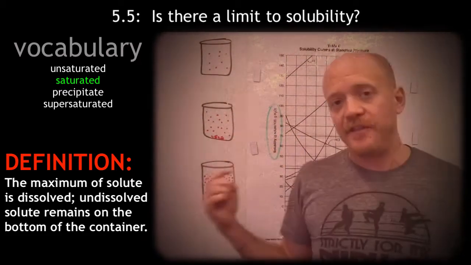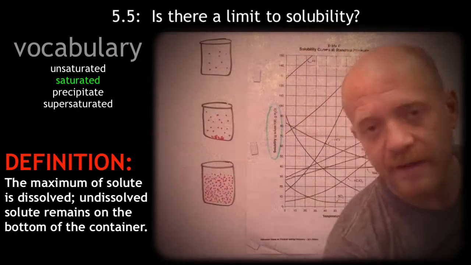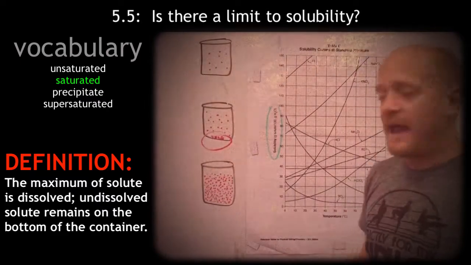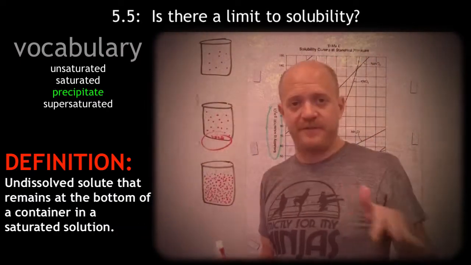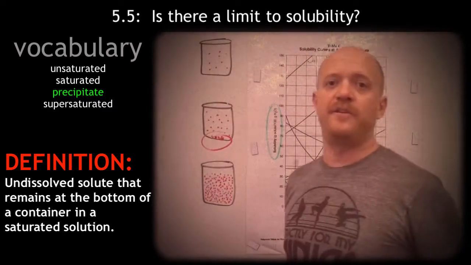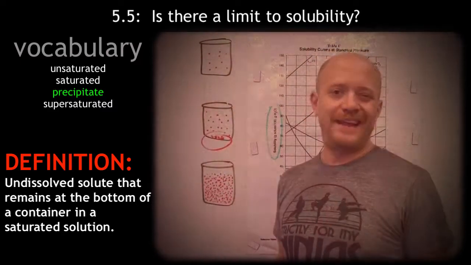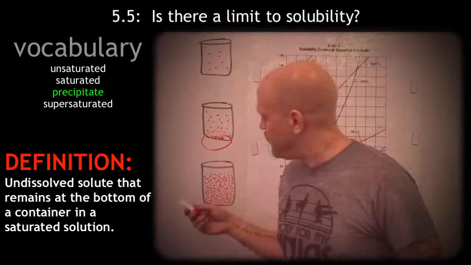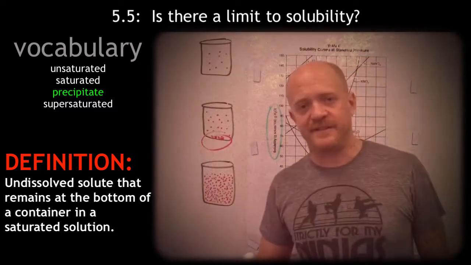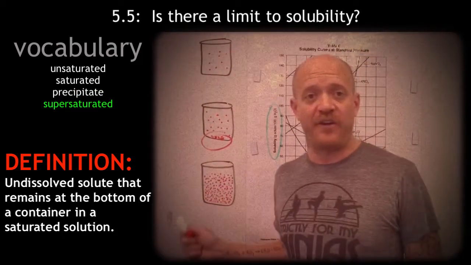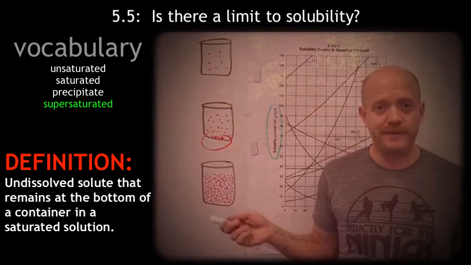In fact, you can tell that there's no more solute able to dissolve because you have a precipitate at the bottom. And a precipitate just means you have leftover solute at the bottom. You've seen this before if you've tried to dissolve an excess amount of sugar, like in a sweet tea or in your coffee. And then finally, you have a supersaturated solution. A supersaturated solution is when you have an excess of solute that is dissolved in the liquid.